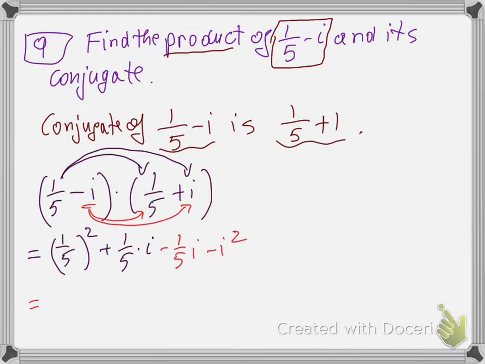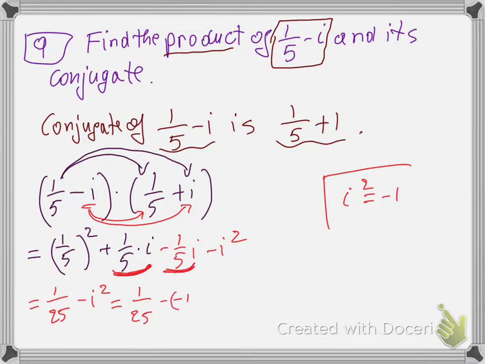Equals 1/5 as a quantity squared is 1/5 squared, which is 1/25. 1/5 i minus 1/5 i will give us 0. So then we're left with minus i squared. And recognize that i squared equals negative 1. So we have 1/25 minus negative 1, which is the same as 1/25 plus 1. And if you add these two fractions, you get 26/25.